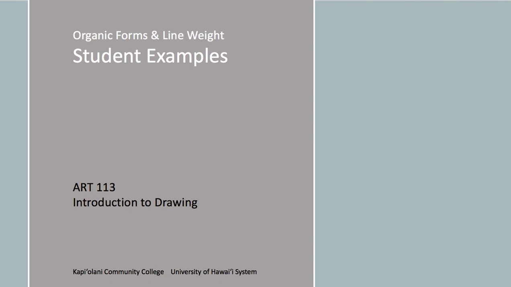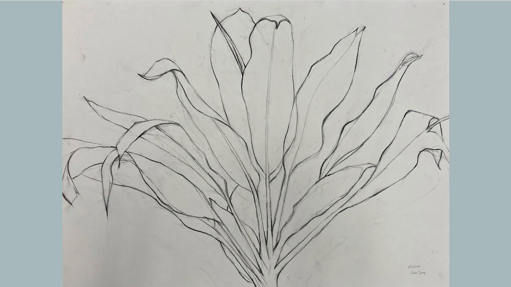In this little presentation, I just want to show you some examples from past work of students of line weight and contour applied to organic forms, the things we've been looking at this week. So our first example is this plant, and what I want you to pay particular attention to are several things.